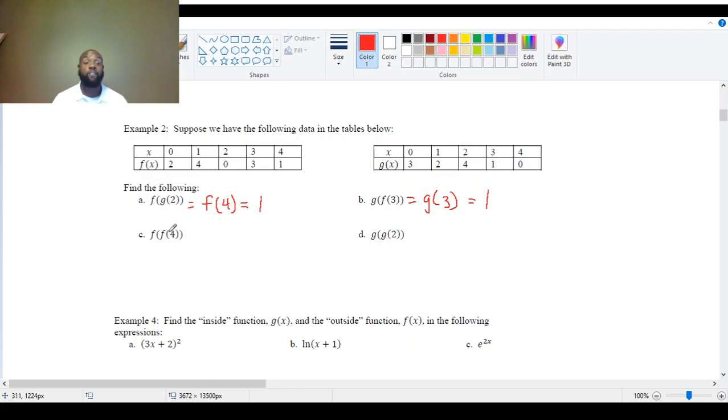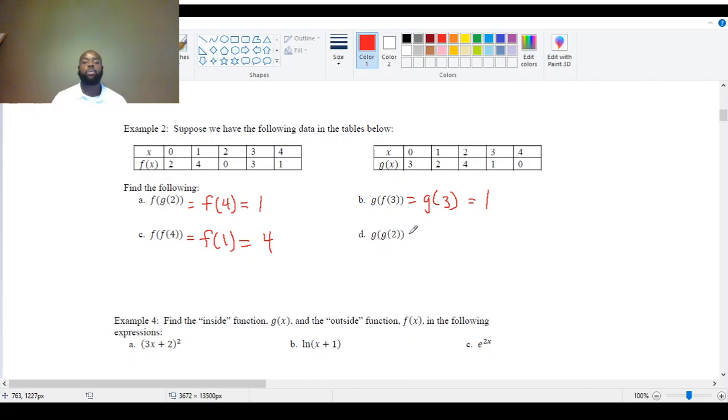You can do a composite of the function with itself. So f composed with f evaluated at 4. So I go to 4 for x, find the output, which is 1. So this reduces to finding f of 1. And then I go to 1 with my same table with my function f, find the output, and I get 4. So I get the same thing I started with.